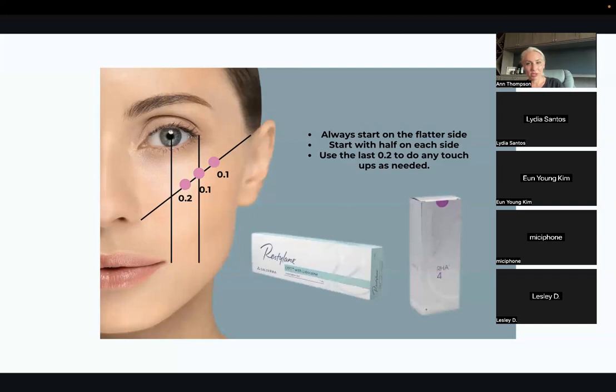Please make sure you are using the entire syringe. We do not keep syringes for patients. That is not sterile, so we do not do that. The patient must use the entire syringe. If they just want half a syringe, you can totally do that. That's fine, but we do have to dispose of it.